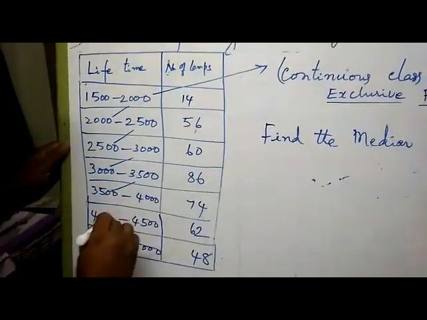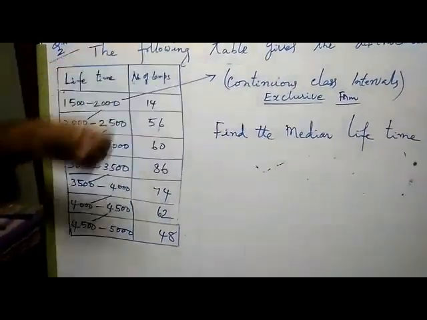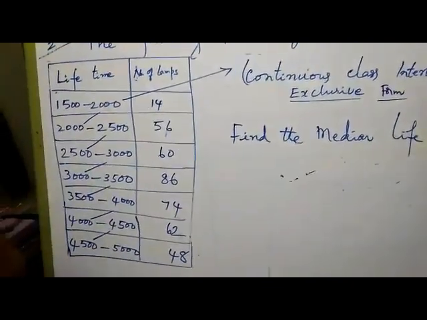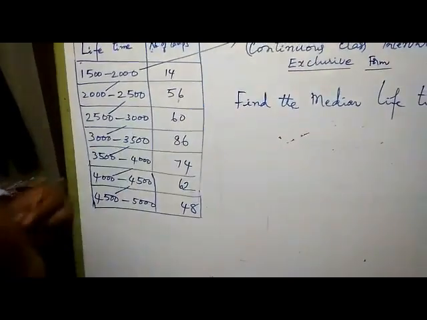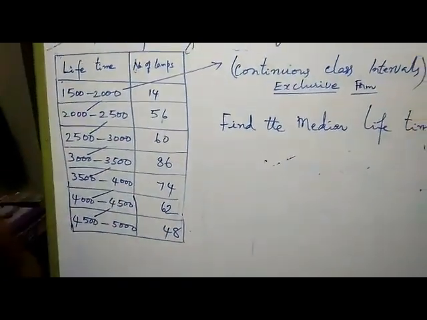Continuous class intervals. This is also called the exclusive form. The previous sum was also in exclusive form only. So find the median lifetime of the lamp.